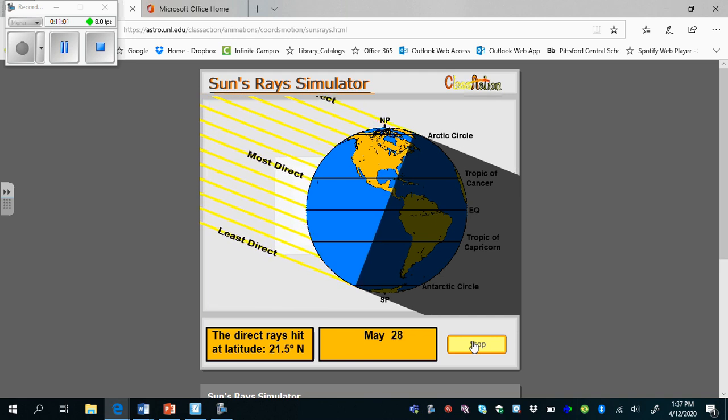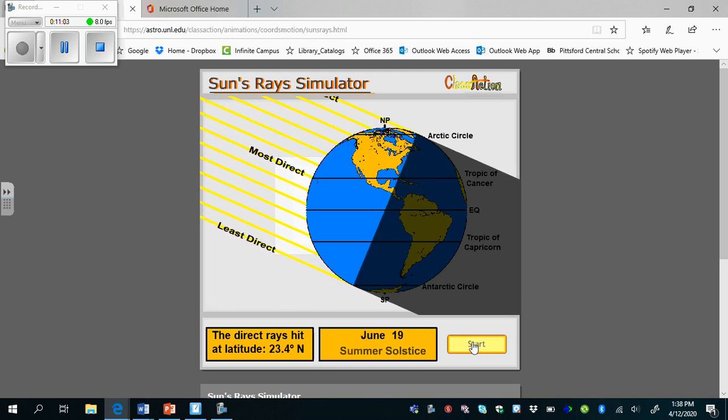Now we're approaching the first day of summer. I'm going to stop it on the summer solstice, which is usually around June 21st. Now, the sun's rays are directly striking. Look at these most direct rays. The farthest north it gets is at the Tropic of Cancer. That's because the North Pole, or the northern hemisphere, is tilted towards the sun.